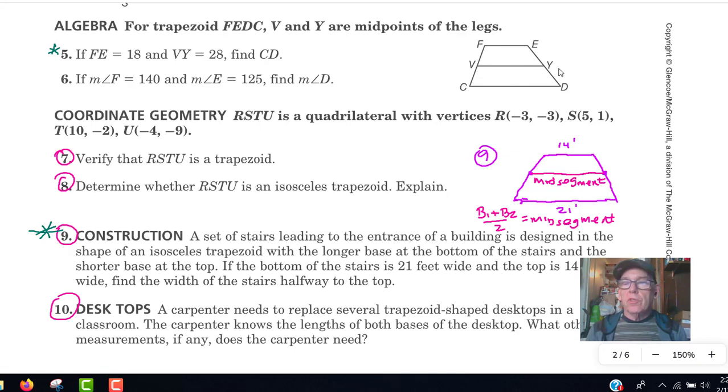They're telling us that V and Y are the midpoints of the legs. So since they're the midpoints of the legs, this VY is the mid-segment because it goes between the two midpoints. That means that the length of VY is going to be twice the sum of the length of FE and CD. That's what you need to do for that one. Let's look at number 7. We want to verify that this is a trapezoid.